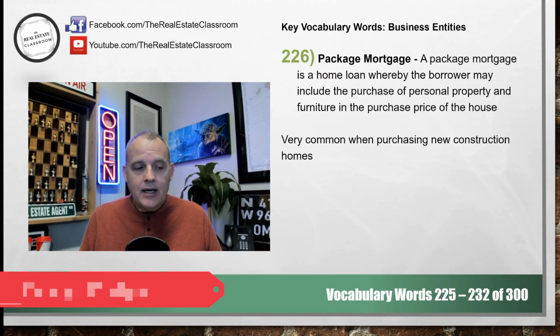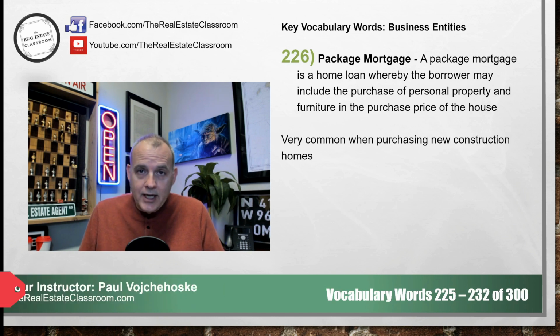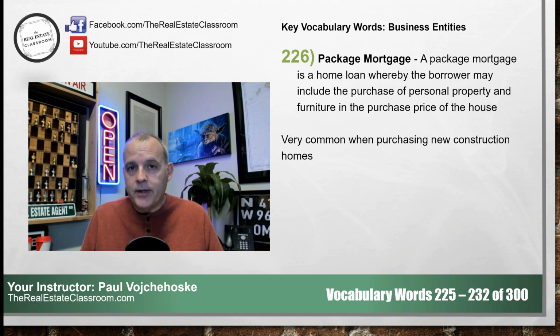Package mortgage. Now, a package mortgage looks a lot like a normal mortgage, right? So you go and you borrow money from the bank to buy a house. But this type of loan allows you to include in that loan the cost of purchasing personal property such as furniture and appliances. Package mortgages are very, very common for borrowers who are borrowing money to buy new construction.